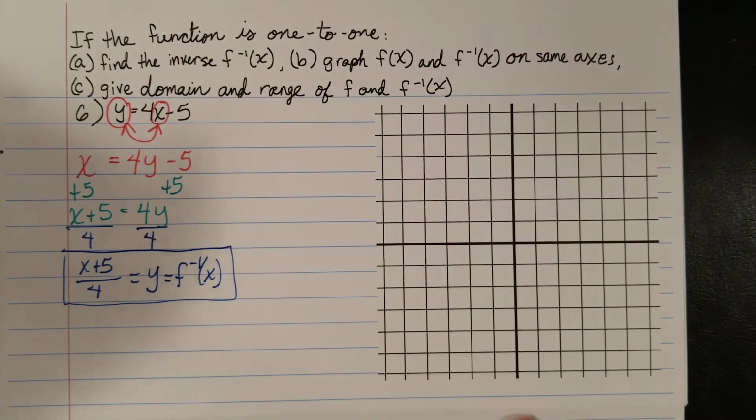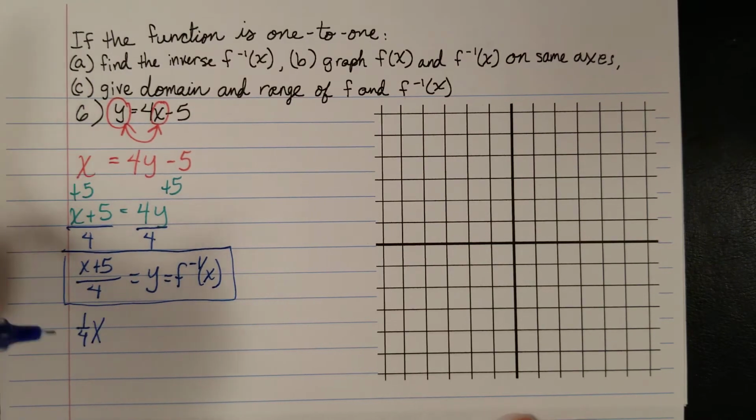Okay, and you might want to put that in slope-intercept form. So that would be 1/4 x plus 5/4 for slope-intercept form, because we're supposed to graph it.